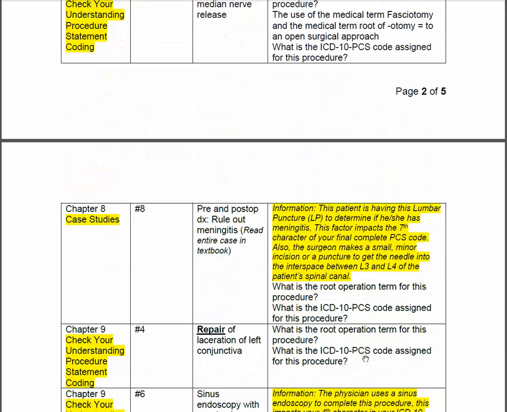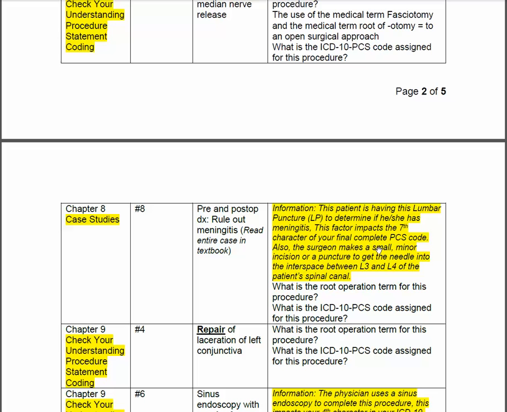The next one is also in chapter 8, but it's in the case study section, which is the ones that look like and are formatted more like an operative report. Number 8, the pre and post-op diagnosis is noted in your textbook as rule out meningitis. This patient is having what is called a lumbar puncture, or an LP, to determine if he or she has meningitis. Why is this procedure being done? The intention, the objective has an impact. They are looking for some information.